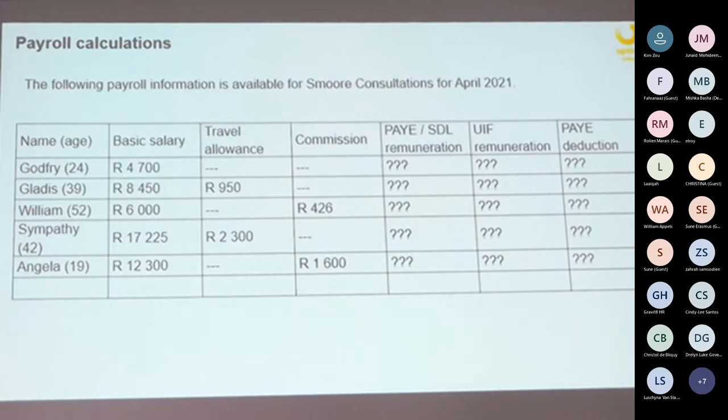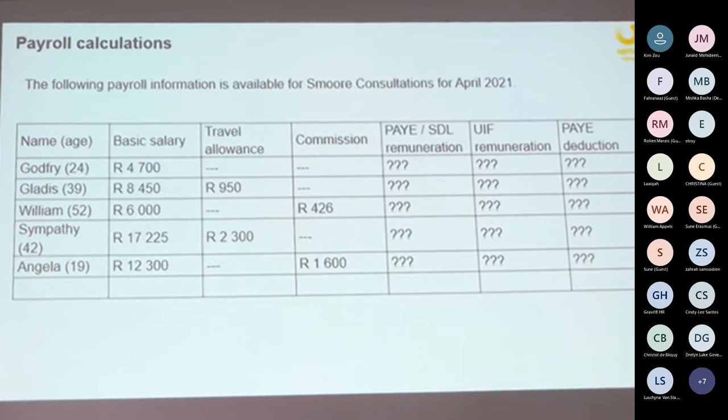Right. And remember, the employer pays 1% as well. So that's also going to be 47. And the skills development levy is also going to be 47.